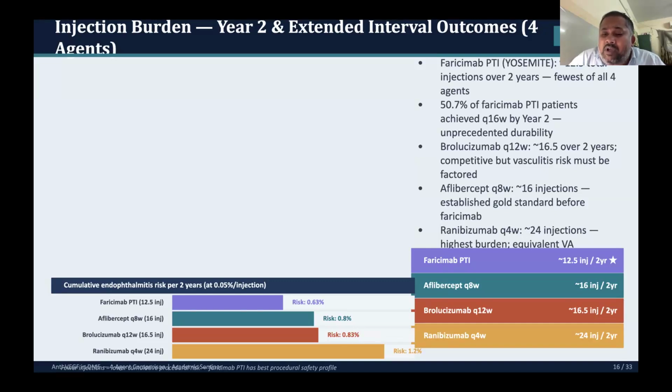Brolucizumab for a Q12 interval, 16.5 injections in 2 years, but with a caveat, brolucizumab having a significantly high incidence of IOI and vasculitis. This comes with fine print. We have to be careful while treating and extending with brolucizumab for so long. And with ranibizumab in a Q4 regimen, we required 24 injections over 2 years.